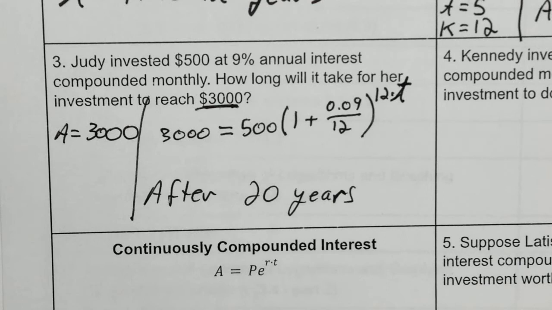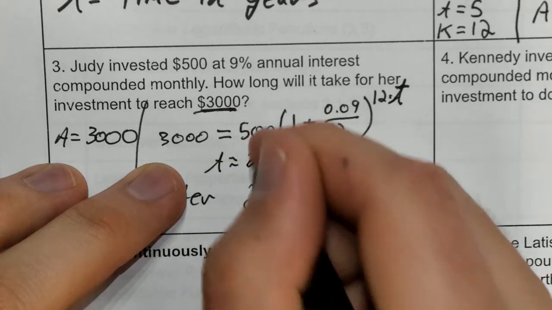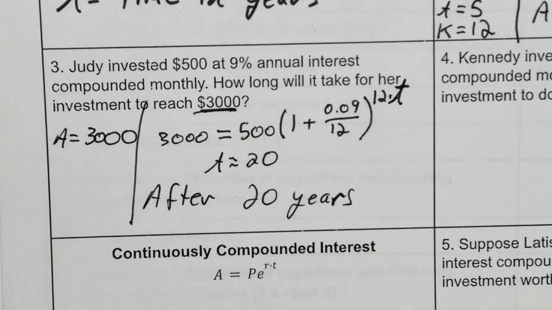You find out by graphing and finding the intersection. Graph and find the intersection. That was t equals 20. Did you get t equals 20? Sure, t is approximately 20. It's asking you how long will it take, so t equals 20 years.